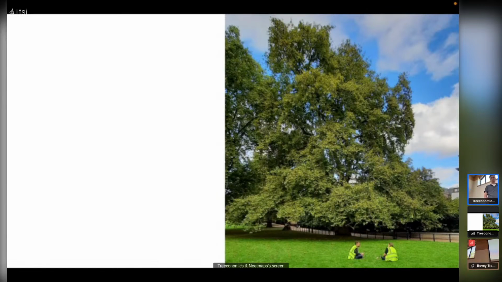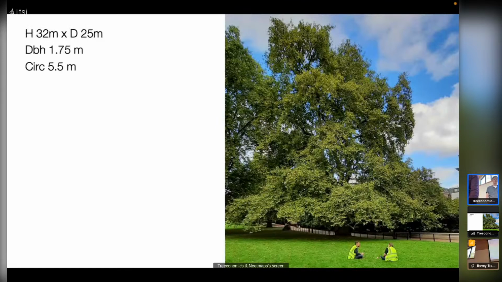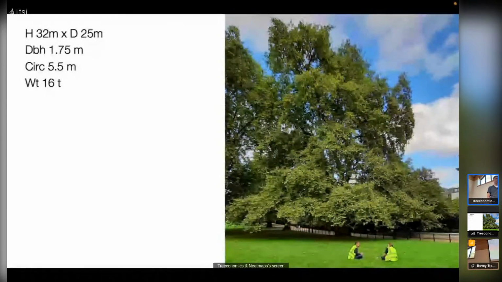This is a tree from the Green Park, which alongside St James Park is the 2 parks right next to Buckingham Palace in the middle of London. That's a London plane tree, and you typically collect high-level information on it. So we know how high it is, its diameter. DBH is diameter at breast height, which is basically tree hugging height. So it's 1 3/4 meters across. It's 5.5 meters around. And we estimate it weighs about 16 tons.